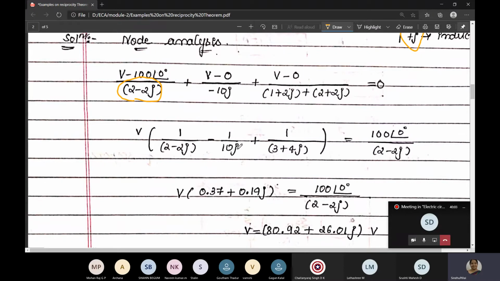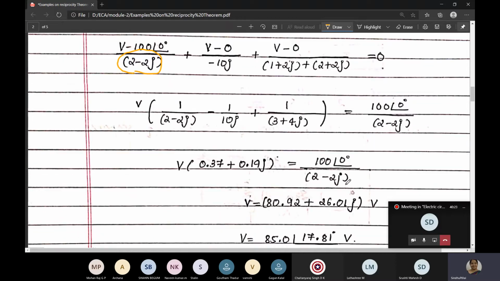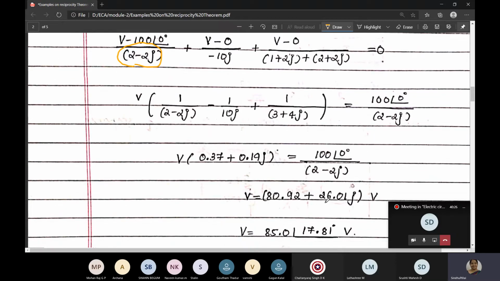Whenever we write this 10J, it cannot be written directly in the calculator as 10J. Fine. It is written as 10I. Okay, and I comes above the engineering button, ENG button. Above that, this alphabet I will be there. Just you have to substitute there. You have to substitute this and you'll get the answer V as 18.92 plus 26.01J. Okay, this is in rectangular form.